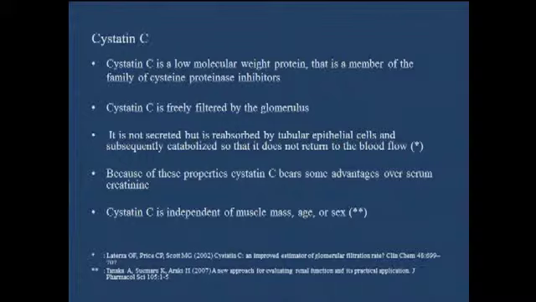Cystatin C is a low molecular weight protein that is a member of the family of the cysteine proteinase inhibitors. Cystatin C is freely filtered by the glomerulus. It is not secreted but is reabsorbed by tubular epithelial cells and subsequently catabolized so that it does not return to the blood flow. Because of these properties, cystatin C bears some advantages over serum creatinine.